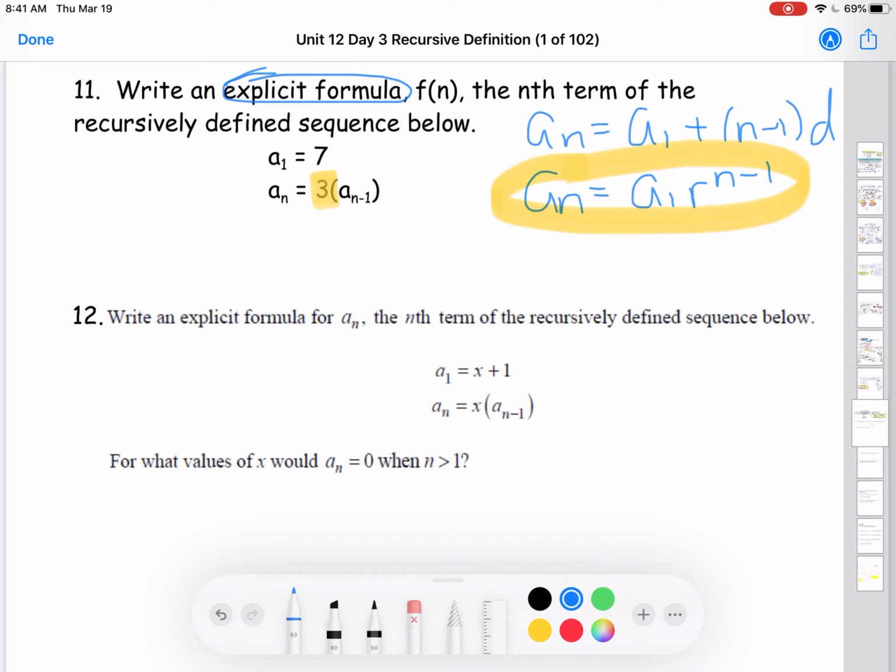And we'll just substitute in. a sub n equals the first term times the common ratio raised to the n minus 1. And that's it.